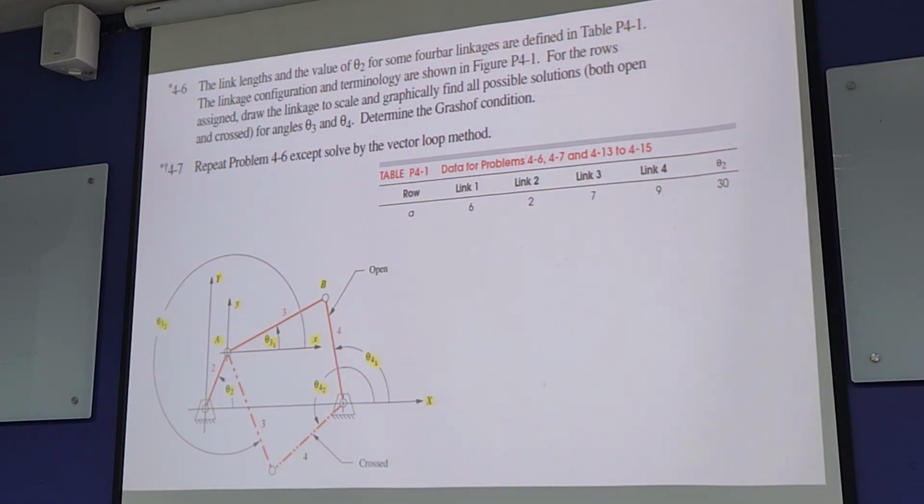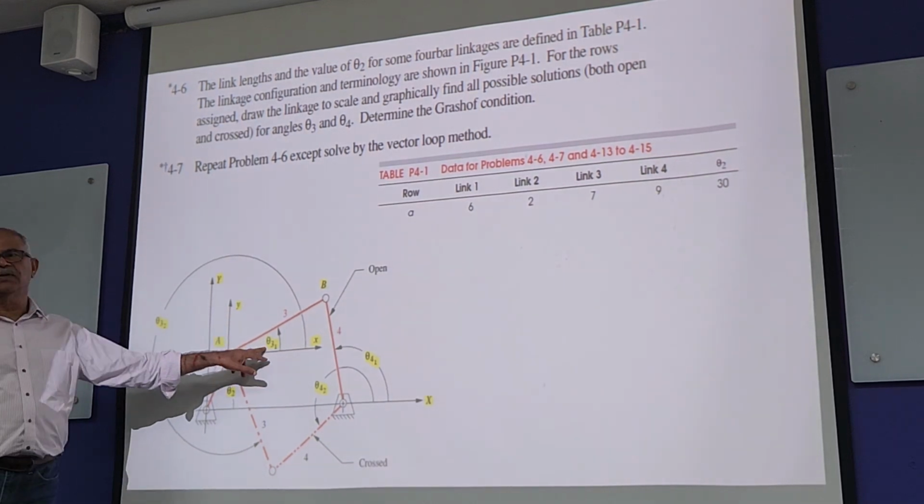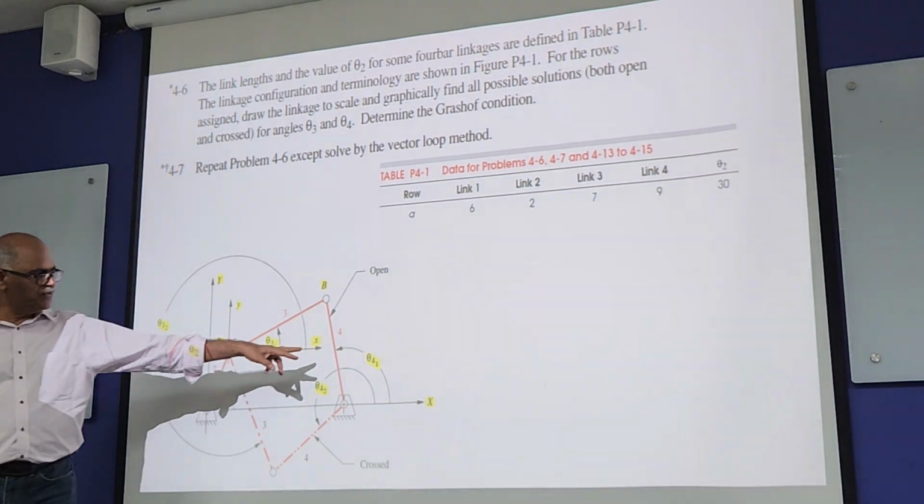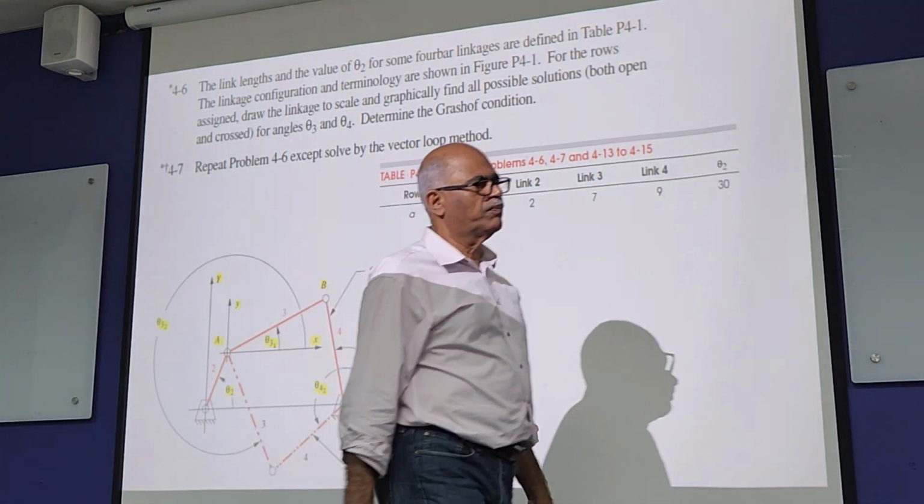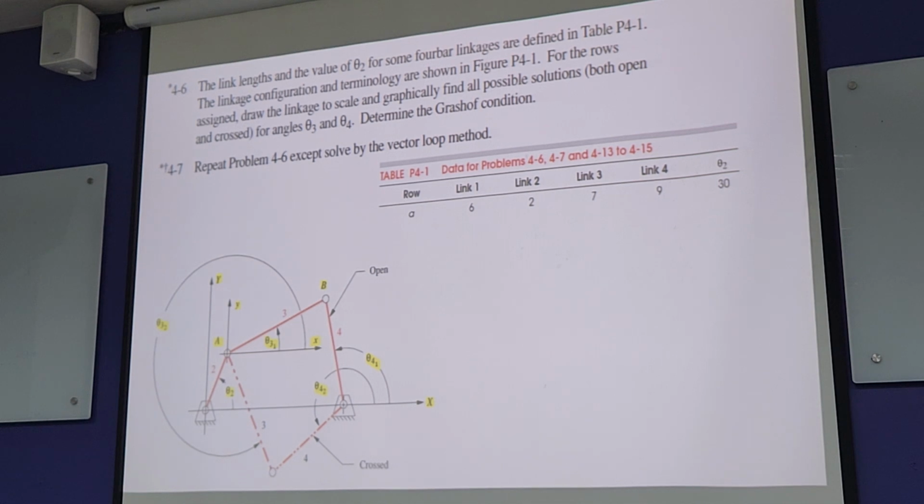I see, I think half the class has completed. So measure theta 3, theta 4. For theta 3, you have to choose the local coordinate axis and measure if required. So this will be theta 4. I'll give you another 3-4 minutes to complete.